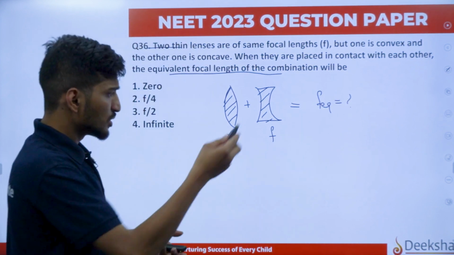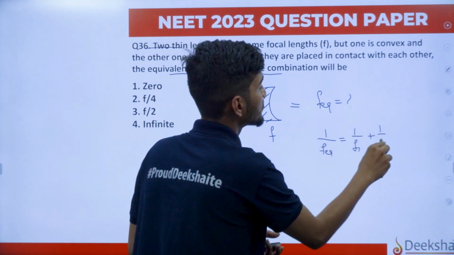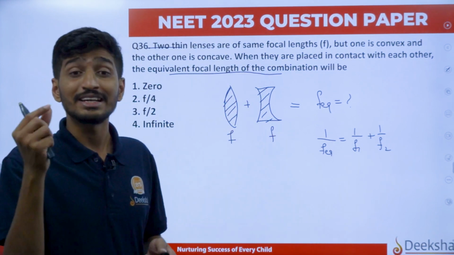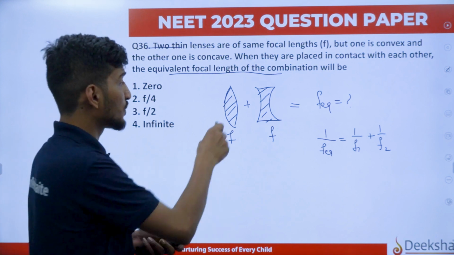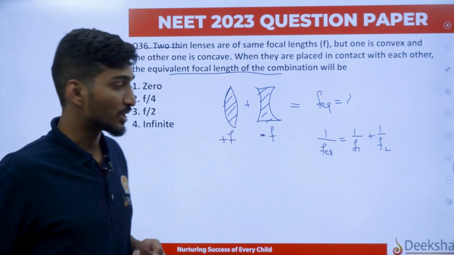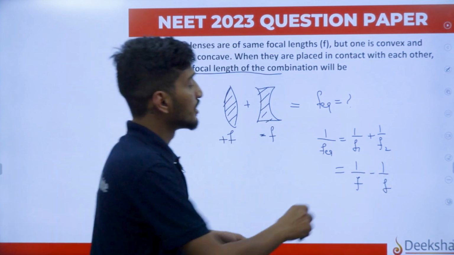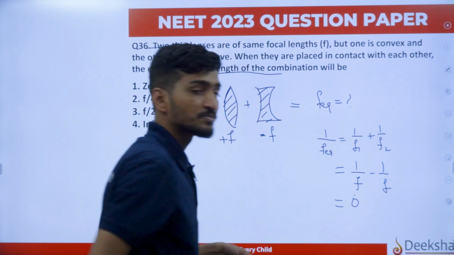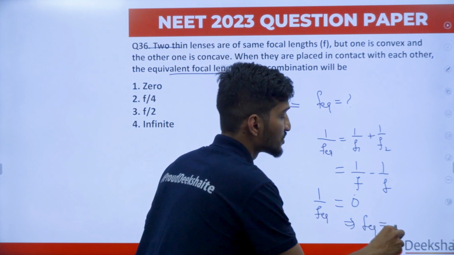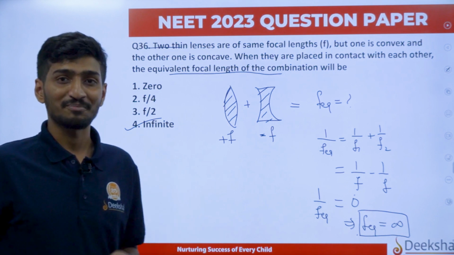That's the question. Now you know equivalent focal length is 1 by f1 plus 1 by f2. The only problem is these values f and f are not exactly the same sign. Convex lens has positive focal length and concave lens has negative focal length. So when you do this, this just becomes 1 by f minus 1 by f because of the negative sign, and the whole thing becomes 0. So 1 by f equivalent becomes 0. In other words, f equivalent then becomes how much? Infinity. So yep, infinite. That should be the answer. Okay, let's move on to the next one.